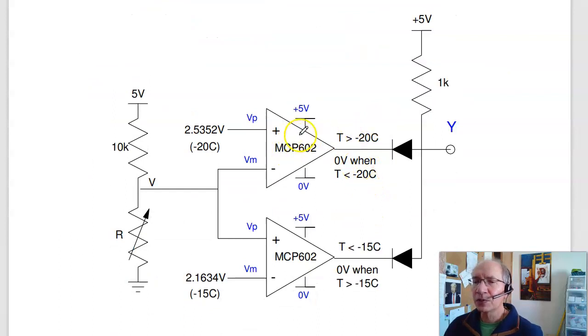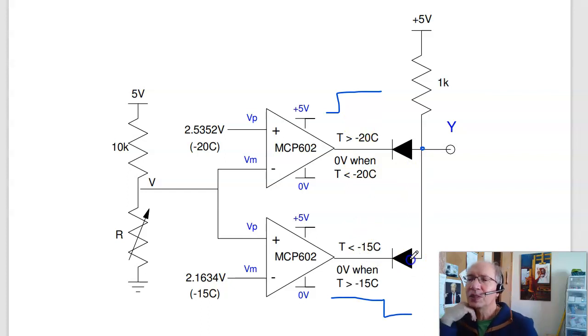So here's the first one, is temperature greater than -20, gives you this characteristic. Temperature less than -15 gives you this characteristic. If they're both 5 volts, the output is 5 volts. If either one is 0, the diode turns on and the output goes low. So that's kind of like an AND function. The output is true only if A is true and B is true. That's kind of one thing you can do with diodes. You put them together and create AND.